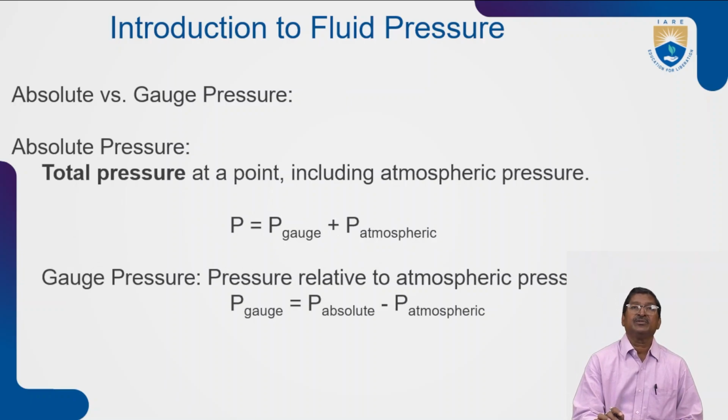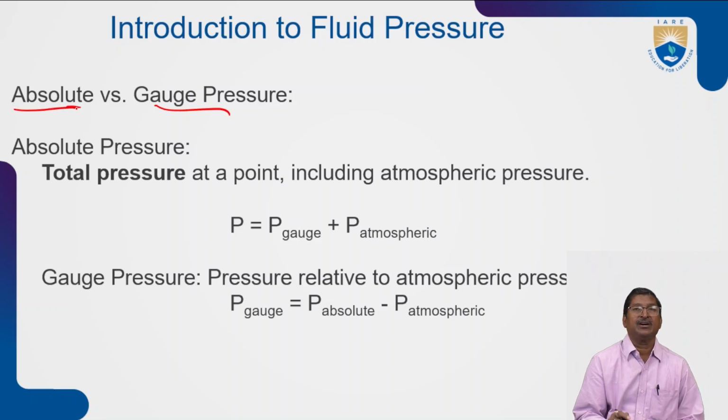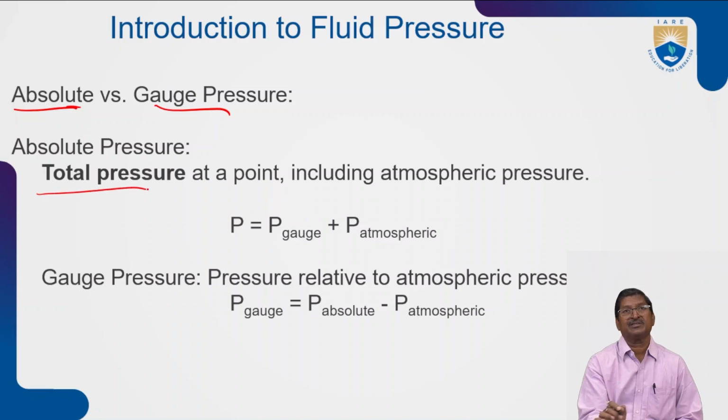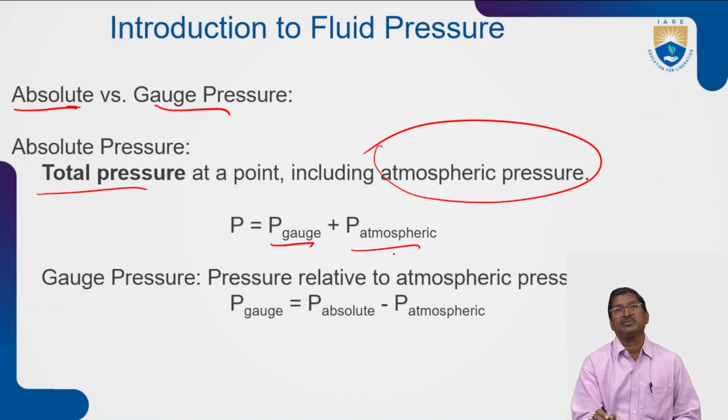So here two types of pressures are there. You can see here absolute pressure and gauge pressure. So what is the meaning of absolute pressure? In other words, total pressure. Absolute pressure means total pressure, which includes the atmospheric pressure. So absolute pressure is equal to gauge pressure plus atmospheric pressure. So both atmospheric and gauge pressure.